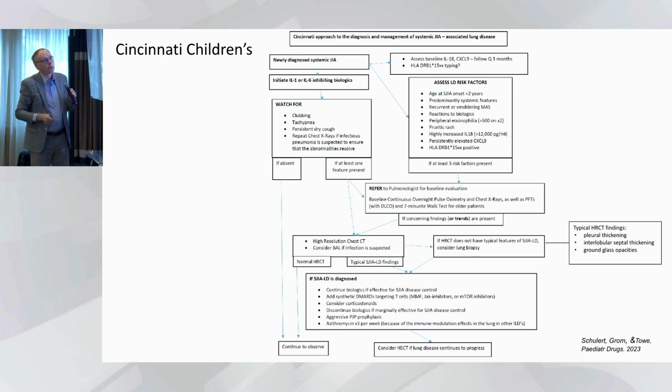We are looking at the presence of peripheral eosinophilia, pruritic rash. We're looking at the levels of IL-18. And we are worried about patients who have persistently elevated or increasing levels of CXCL9, and certainly the presence of the risk allele is one of the major risk factors. So we assess for the presence of those factors, and if at least 3 risk factors are present, we immediately get our pulmonary colleagues involved.